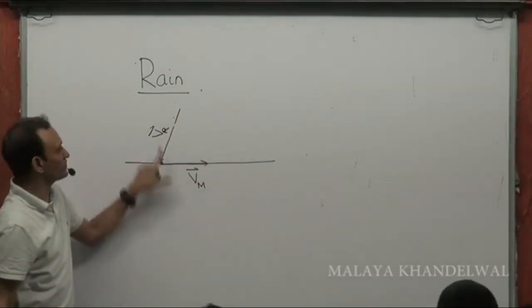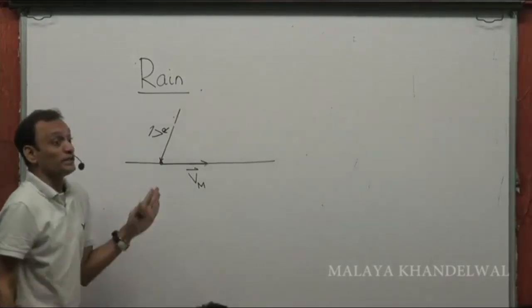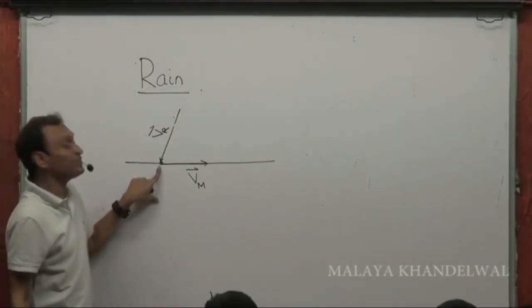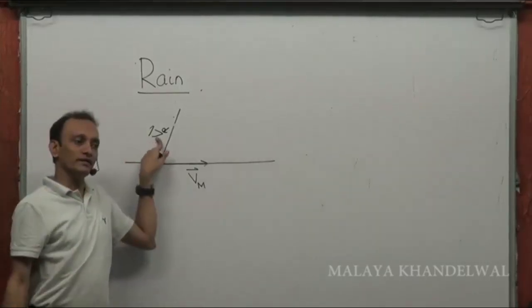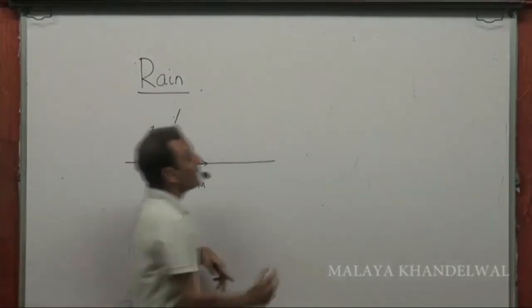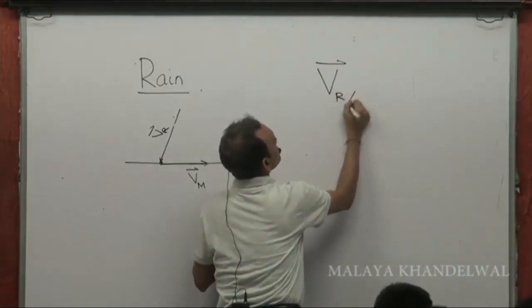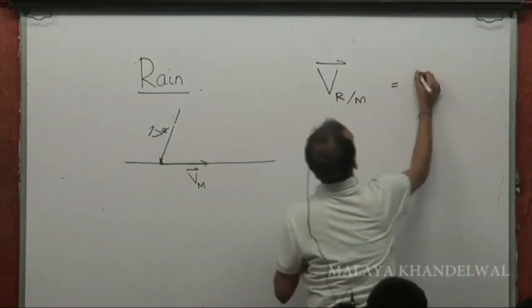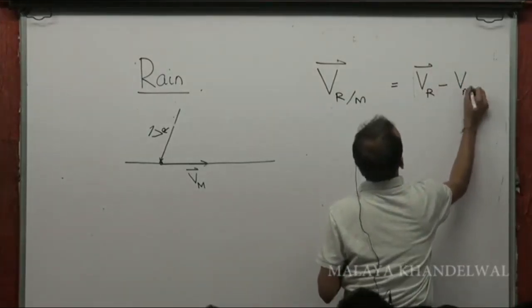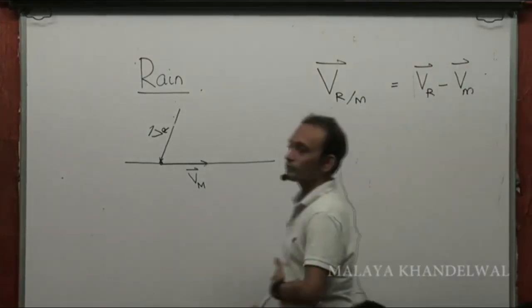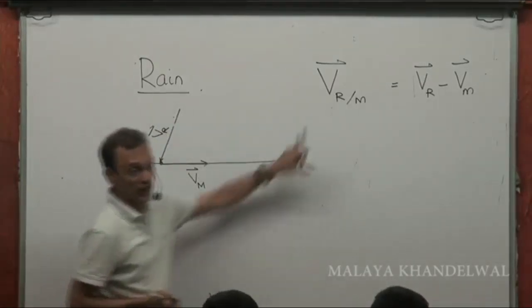This is the true velocity of the rain. This is the velocity of the man, right? But if the man was stationary, this is the velocity that he would observe of the rain. But the man is moving. So the velocity of the rain as seen by the man is going to be velocity of rain minus velocity of man. This is what the man would perceive of rain, right?